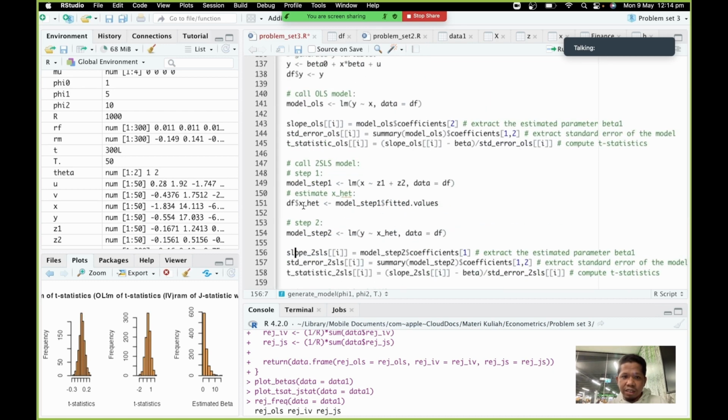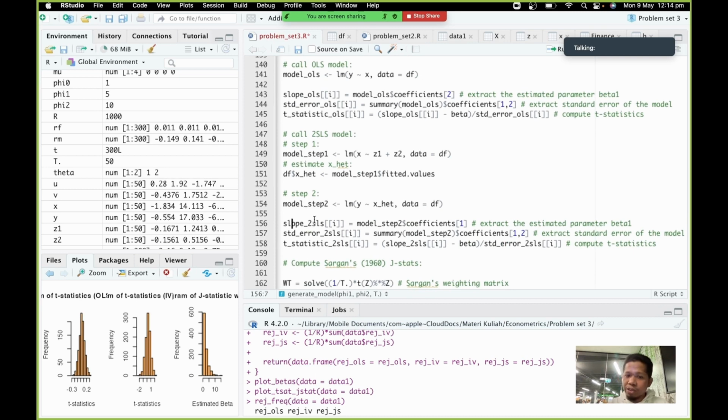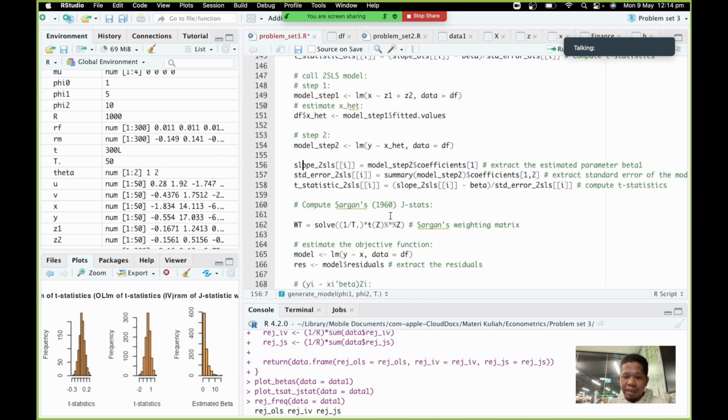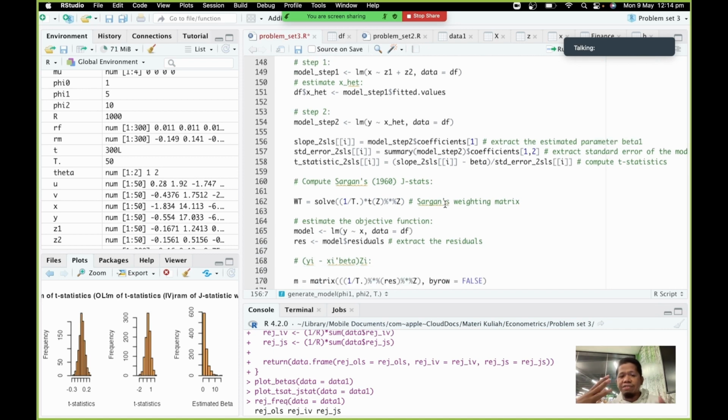Instead of taking the slope OLS, I put slope 2SLS here. And then next we are going to compute the Sargan's G-stat here. For the Sargan formula, we have to take the inverse of the matrix Z prime, multiplied by the dot product with Z itself, and divide it by T, and we take the inverse.